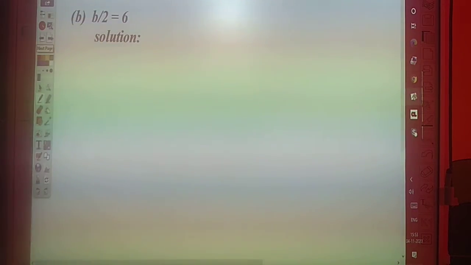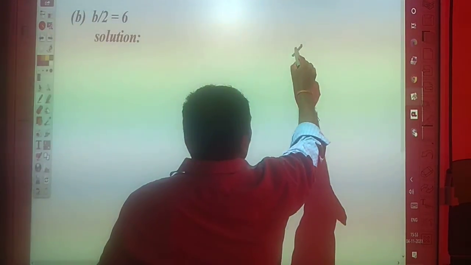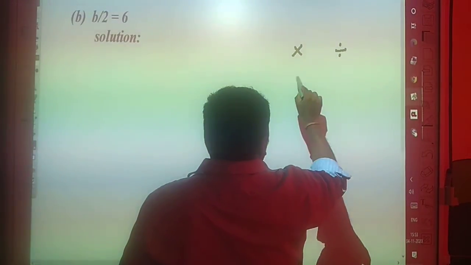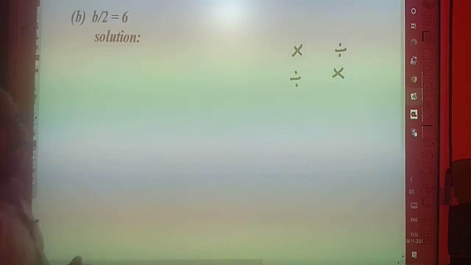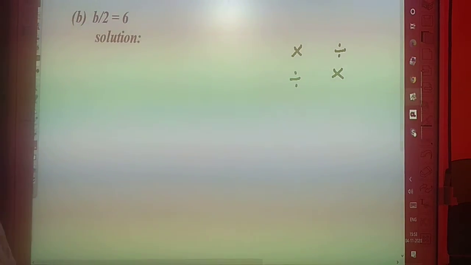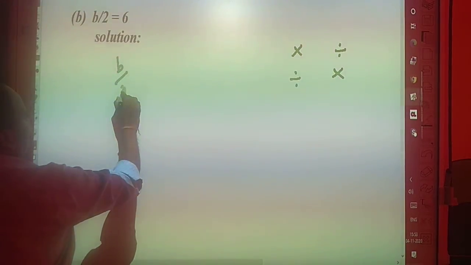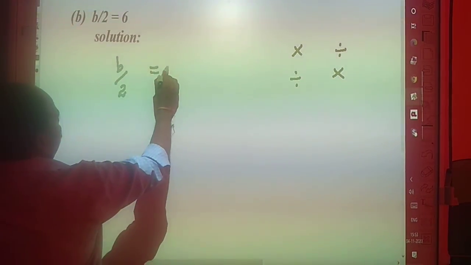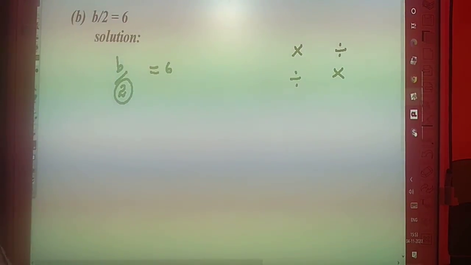The next one, B part. B divided by 2 is equal to 6. Listen here. Divide means multiply. Here we have divide by 2, so we want to multiply by 2 on both sides. Our equation is b divided by 2 is equal to 6. So we multiply both sides by 2.